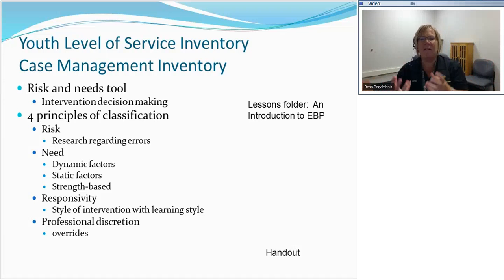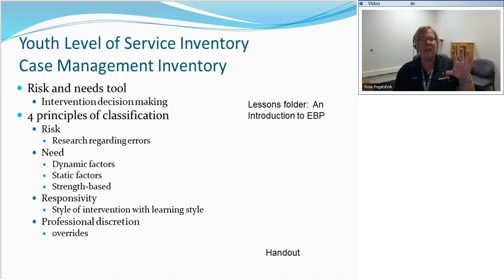Now, in your lessons folder is an introduction to evidence-based practices. The YLSI is evidence-based practices. It's using data to make our decisions, and ultimately that is what our system is really leaning towards. Please make sure you're reading that introduction to evidence-based practices. It's going to be important for the completion of your writing assignment this week, which we'll talk about in just a little bit. All right, back to the YLSI.